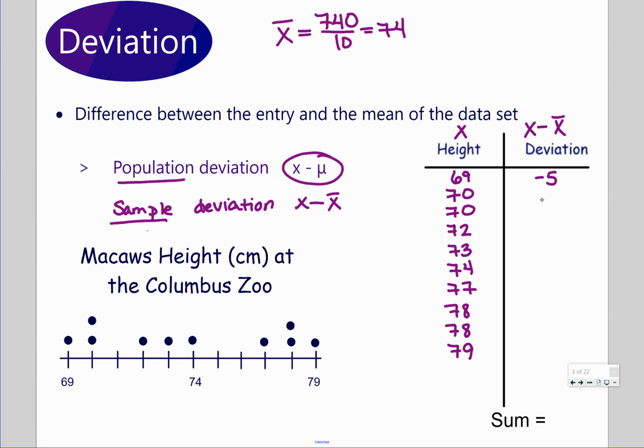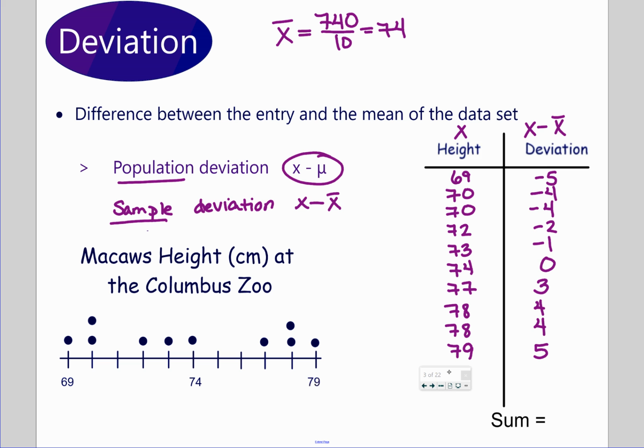70 minus 74, -4. I've got a couple of those. 72 minus 74, -2. 73 minus 74, -1. 74 minus 74, 0. So 0 tells us it doesn't deviate from the mean. That is the mean. 77, 3. 78 is 4. And 79 is 5.